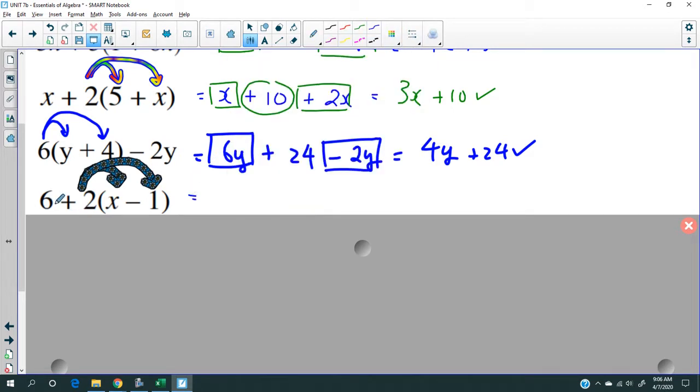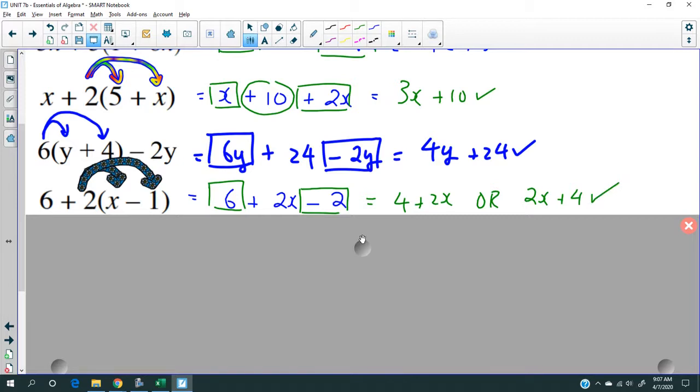So we got 6, and the thing is again in the front this time. We're gonna write 6 plus 2 times x is 2x. 2 times minus 1 is minus 2. Who's in the same family? The numbers are. So 6 minus 2 is 4 plus 2x. Now, you know how he wants his letters in the front, so you can just do 2x plus 4. Same thing.